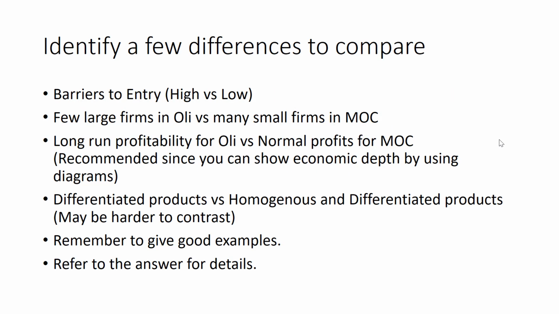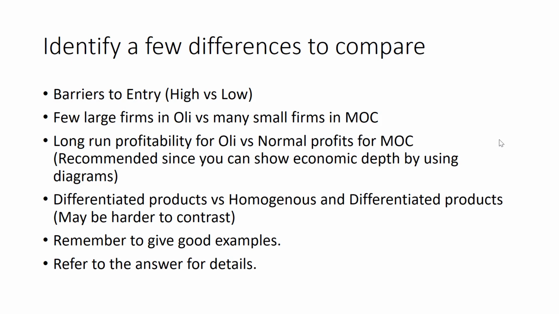To plan it, you need about 3 points of comparison. So my recommendation is the first 3 bullet points. You compare in terms of high versus low barriers to entry, and few large firms in oligopoly versus many small firms in monopolistic competition. We recommend students to choose the third point because you can easily show economic depth by using diagrams. You want to say that an oligopolistic firm can earn supernormal profits in the long run, while monopolistic competition can only earn normal profits in the long run.